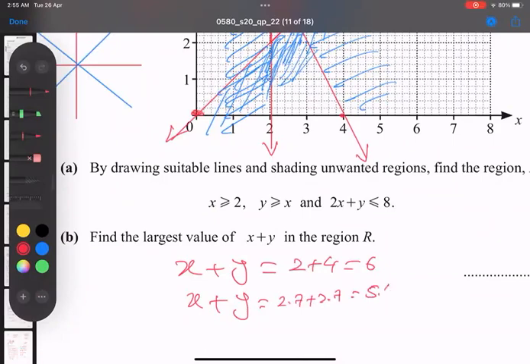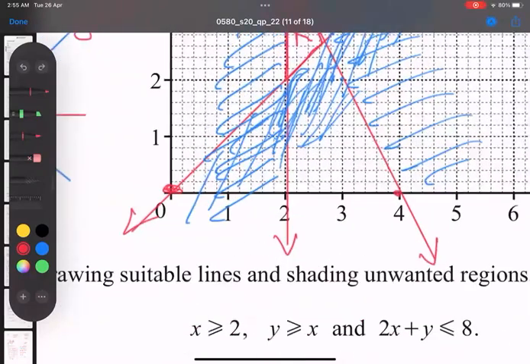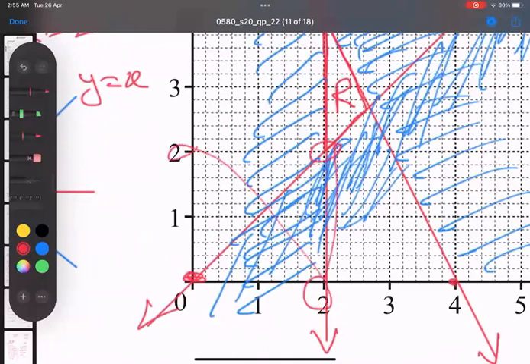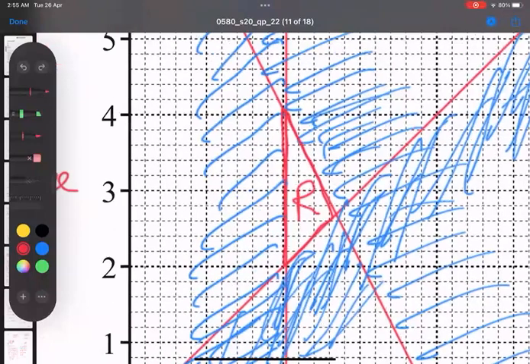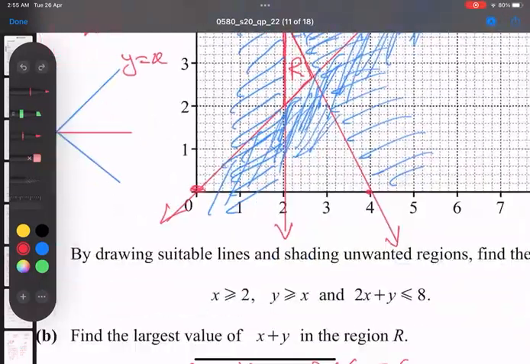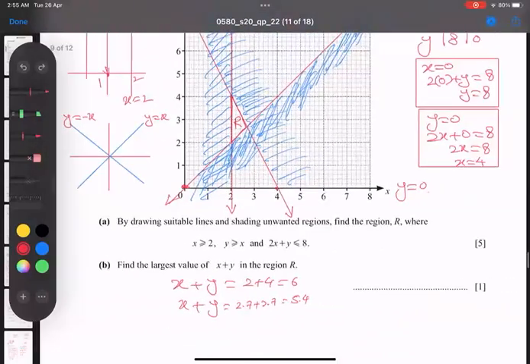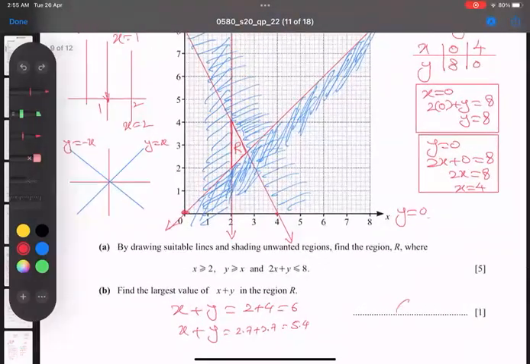It becomes 5.4. He asked for the largest value, and this point will not give the largest. 2 plus 2 gives you 4, so this is the smallest one. Most probably we'll get corner points, corner 1, corner 2, corner 3, either maximum or minimum. Anyway, the largest value we are getting in this question is 6.